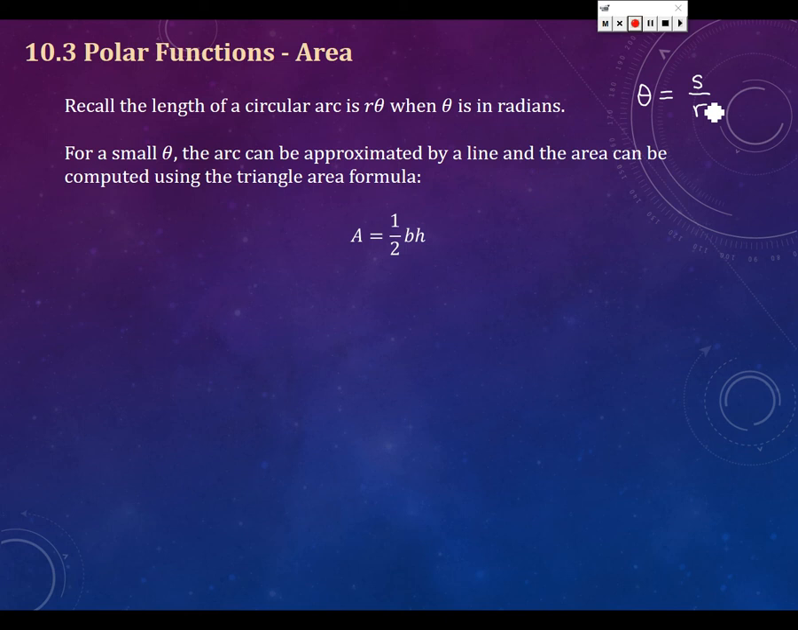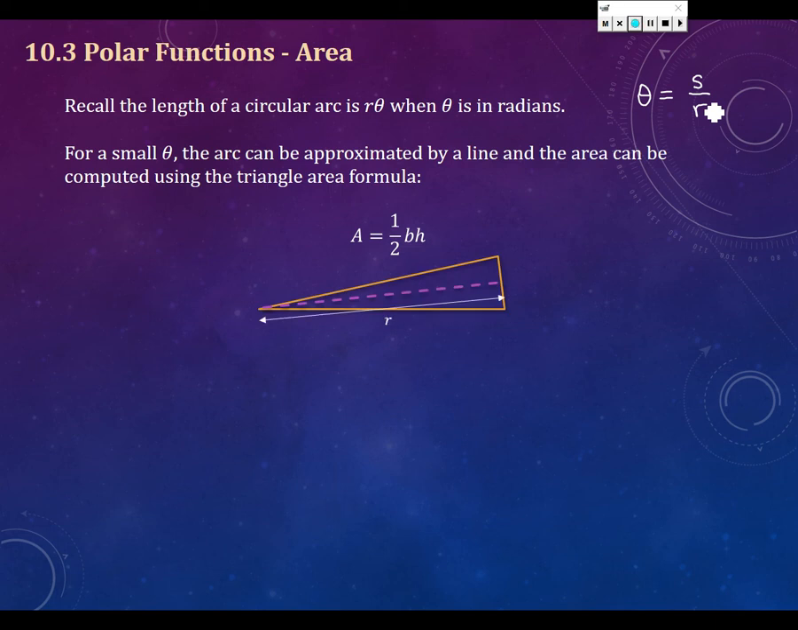Well, that's a little bit of me saying something about arc length. For a small theta, we think in calculus of theta as very, very small. We get something that's basically a line. And we can think of the area of that triangle, or that sector, as being 1/2 base times height. Now, what is the base? Well, we just talked about it a little bit.